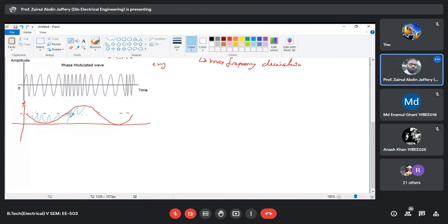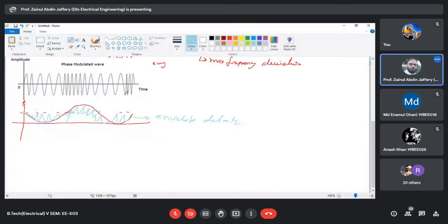It has come all the way down. It will be something like this, okay? So what we have to do now is detect these contours from these red line contours. It is detected by an envelope detector. Okay? Envelope detector.